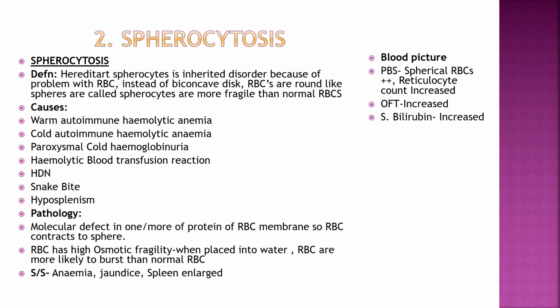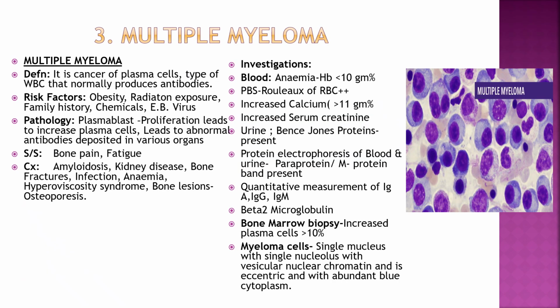Pathology: molecular defect in one or more of the proteins of the RBC membrane, so the RBC contracts to a sphere. RBC has high osmotic fragility when placed into water. RBCs are more likely to burst than normal RBC. Symptoms: patient is having anemia, jaundice, enlarged spleen. Blood picture: in PBS, spherical RBCs are many, reticulocyte count is increased, osmotic fragility test is increased, serum bilirubin is increased.